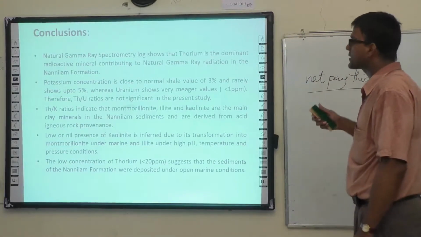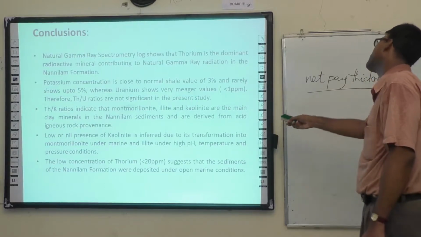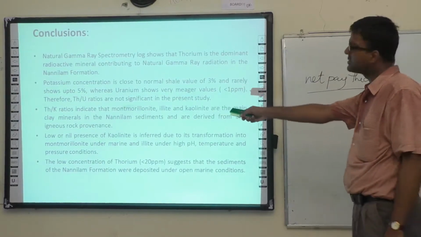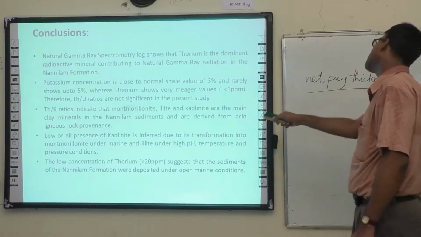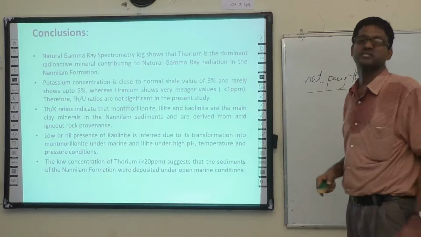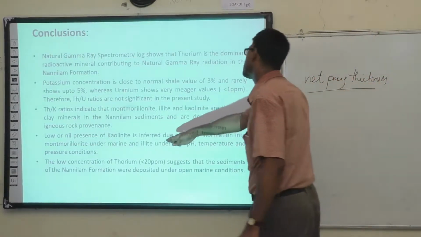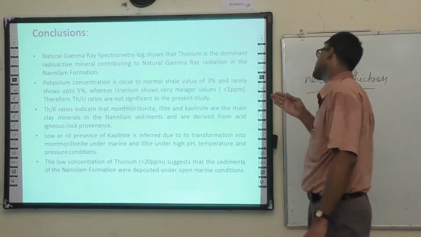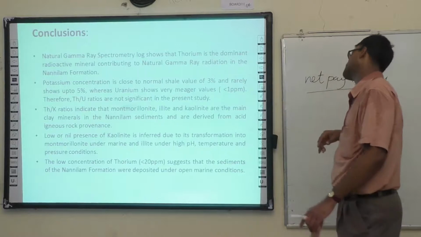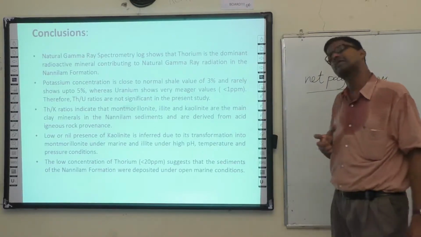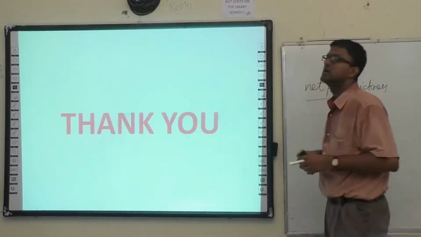Low or nil presence of kaolinite is inferred due to its transformation into montmorillonite under marine and illite under high pH, temperature and pressure conditions. This also I have told you. The low concentration of thorium, that is less than 20 ppm, suggests that the sediments of the Nandigram formation were deposited under open marine conditions, as I told you.